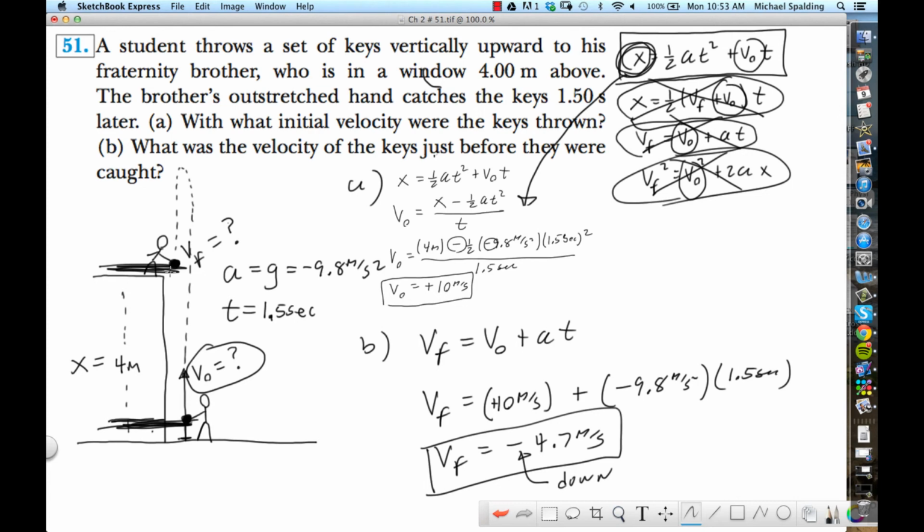Okay. And you know what I didn't show on the diagram that you really should show? You really should show the sign convention. Down is negative, up is positive. It'll help you keep track of things. Okay, any questions on this problem? Does that make more sense?